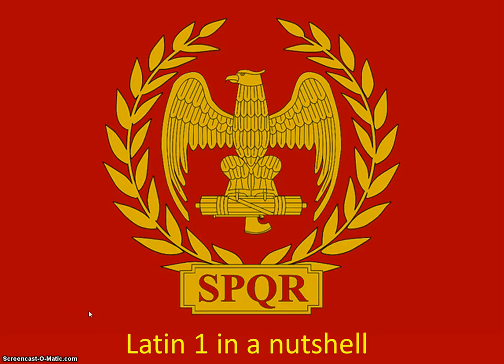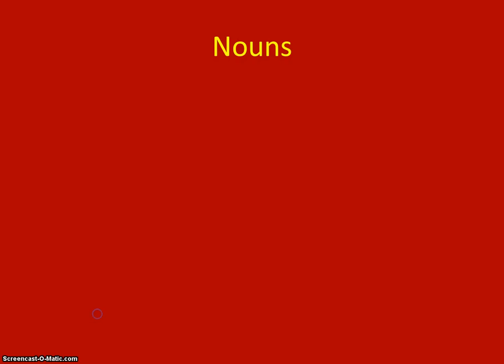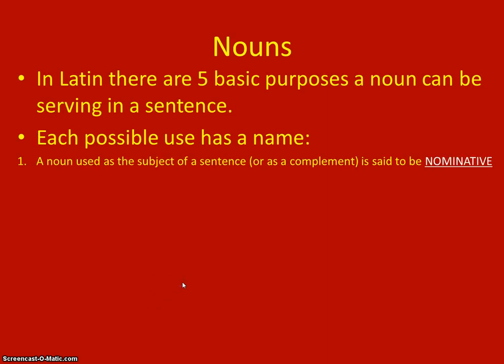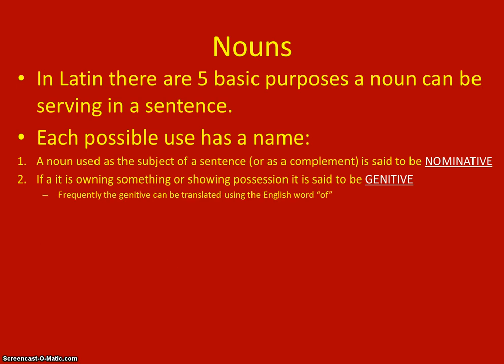Latin 1 in a nutshell, part 1, nouns. In Latin, there's 5 basic things a noun can do, 5 reasons it would be in a sentence, and each one has a name. So the first thing it might be is a subject, and we call that nominative. It might own something, or it might show possession. We call that genitive. Frequently, that'll be translated with the word of.